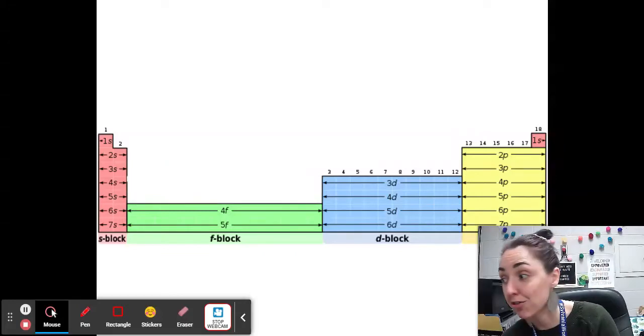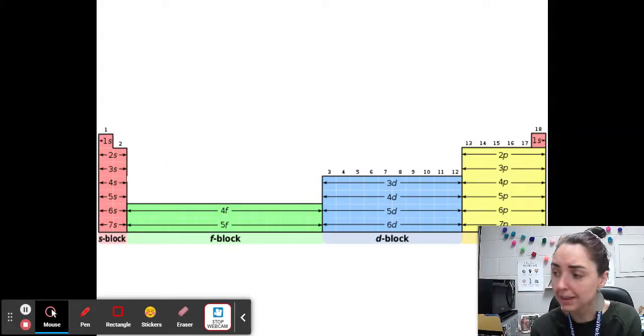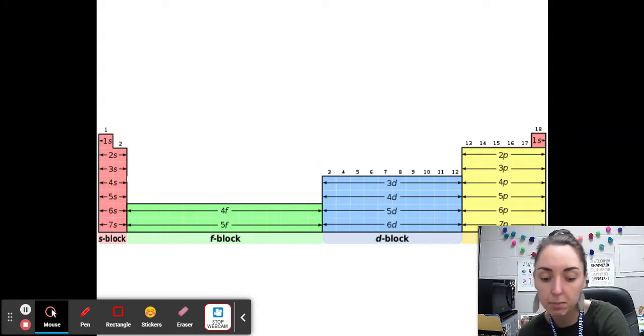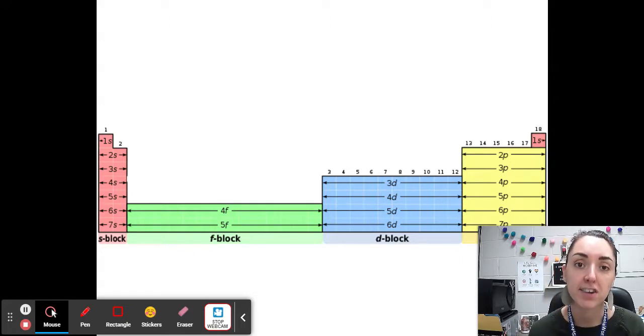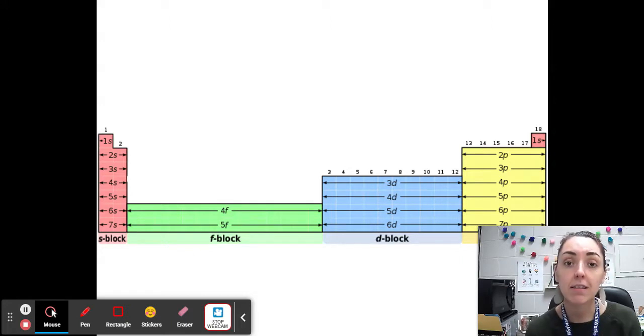Hey there, we're going to talk about electron configurations today. And so I've got this periodic table up here for us that helps us see where the S and P and D and F blocks actually fit into our periodic table. Though you certainly do not need this labeled periodic table to do electron configurations. This is just a good place to start because it helps us understand how the periodic table is organized.